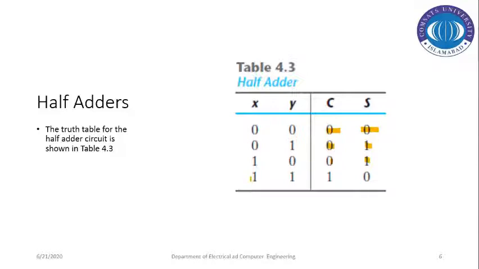And if both the bits x and y are equal to 1, for example x is equal to 1 and y is equal to 1, now the sum result is 0 and carry result is 1, that is 10, the binary of 2. So this is basically table 4.3 of the book for the adder circuits.